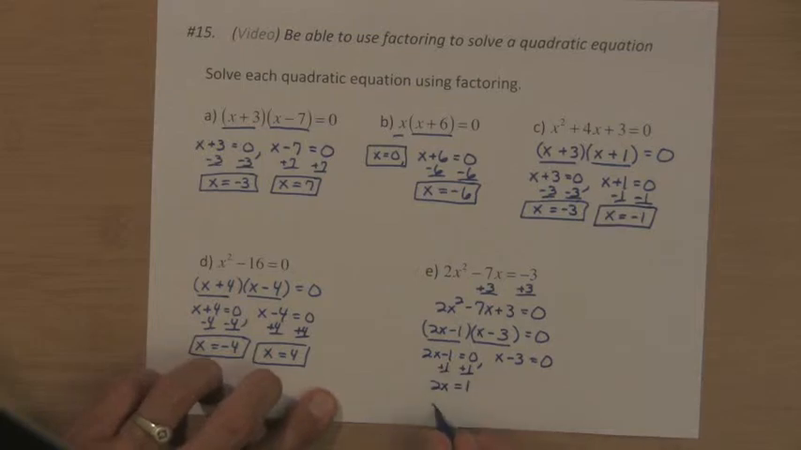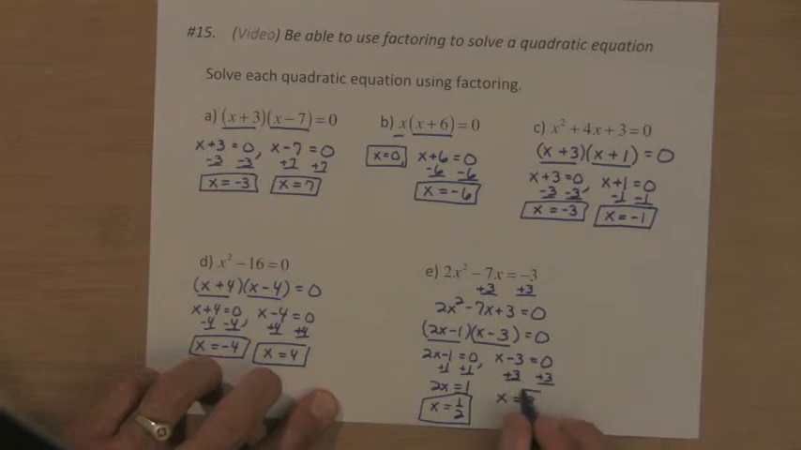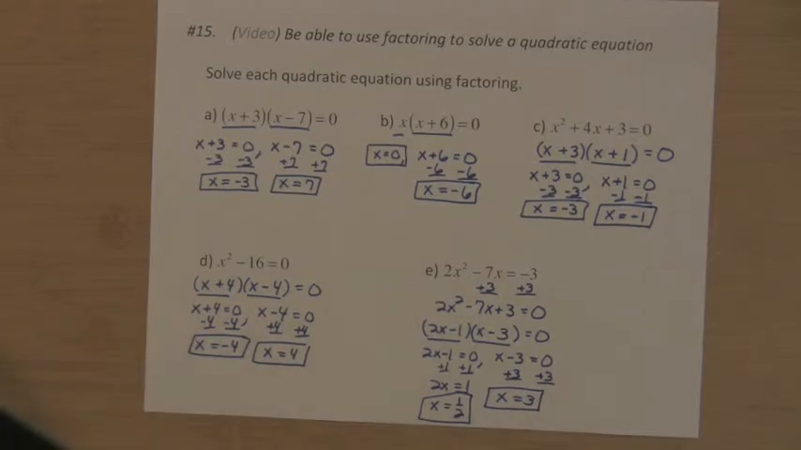And then I divide both sides by 2, and I get x equals a half. So there's one of my solutions. Second equation, I add 3 to both sides to get x by itself, and my solution is x equals 3. So I have two solutions, 1/2 and 3, for the last problem.